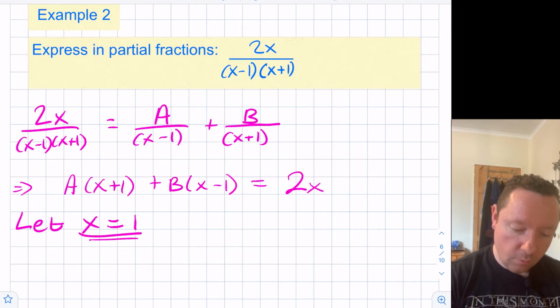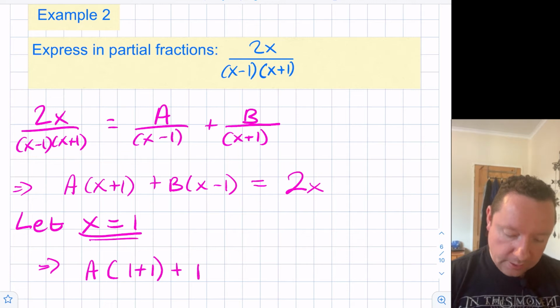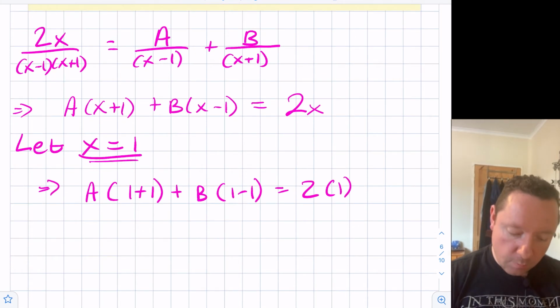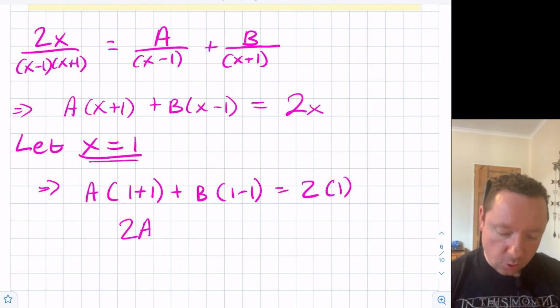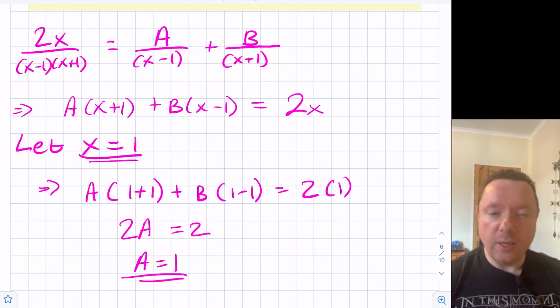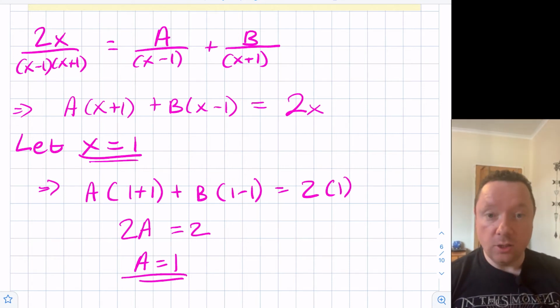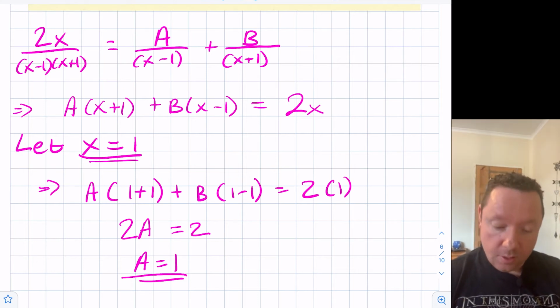1 minus 1 is 0. That implies you get a times, I'll write it out long so you can see it, 1 plus 1, plus b times 1 minus 1 equals 2 times 1. A times 1 plus 1 is 2a. 1 minus 1 is 0, so 2a must equal 2, which means that a equals 1. Now you can do that trick anytime, just let x be any number, and if you can eliminate one of the letters, the a or b, it will immediately give you what you need.